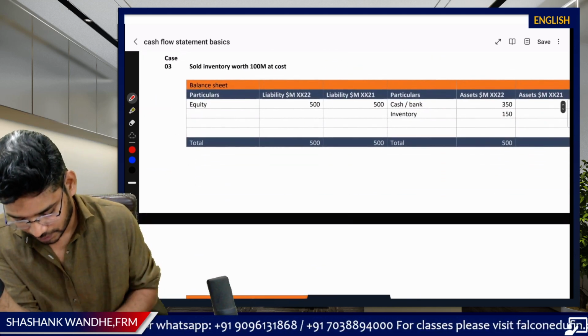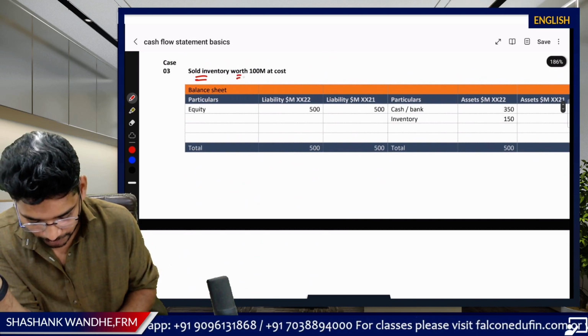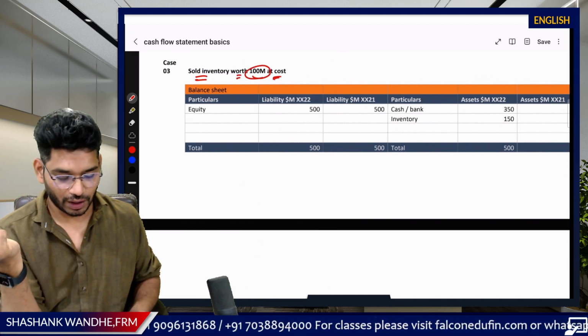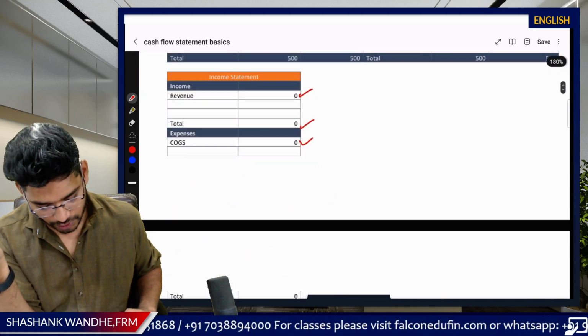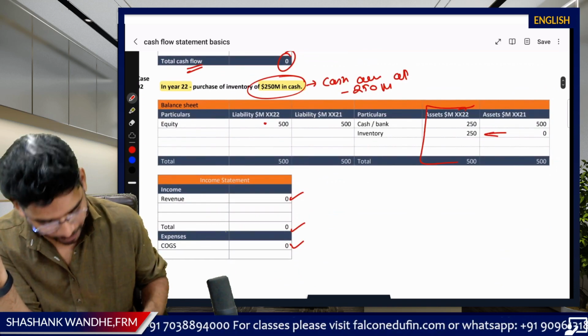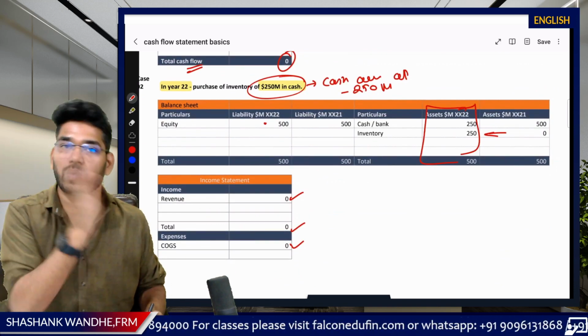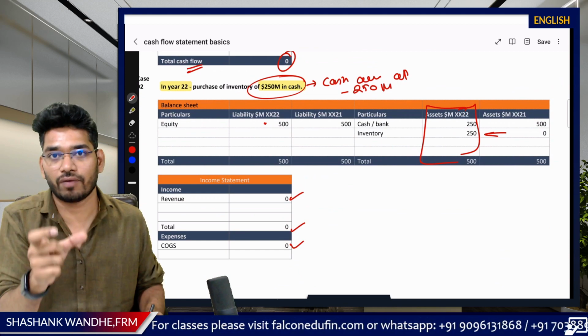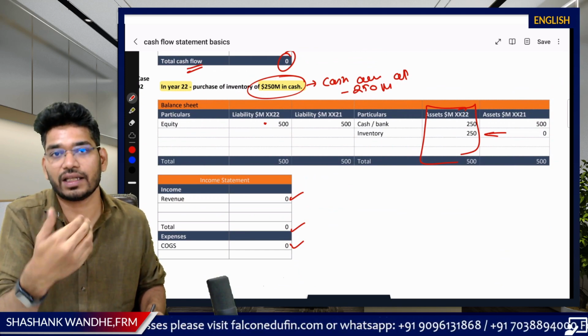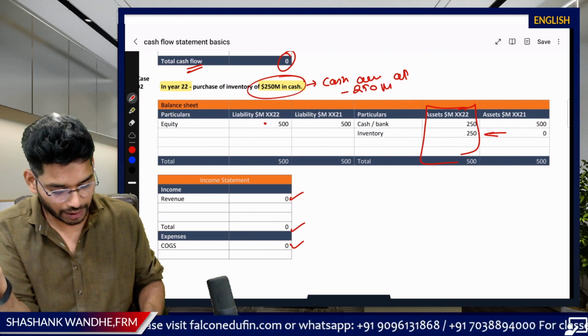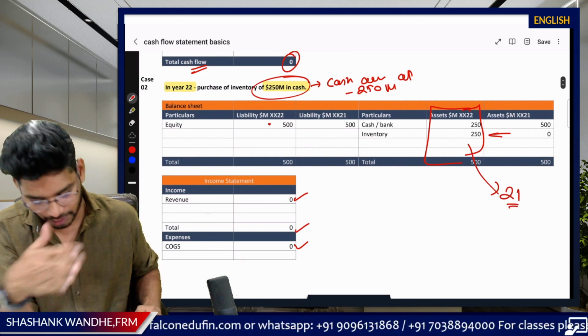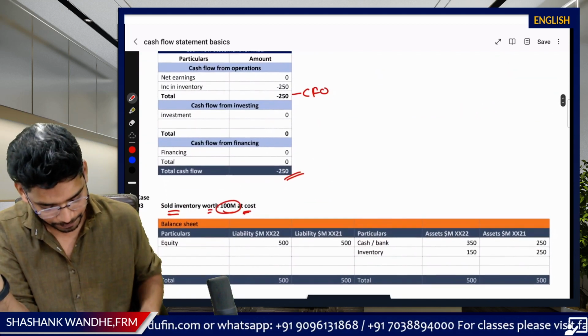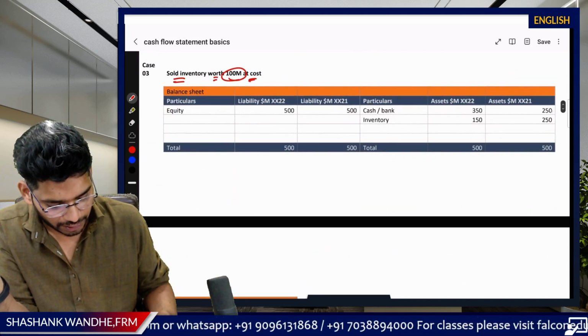Next, sold inventory worth 100 million at cost. Now what are we doing here? So these values now we will consider as 2021 value, and then we will see the new adjustment for 2022. This will reflect in 21 in the coming illustration, in the case 3. Now let's see the case 3.